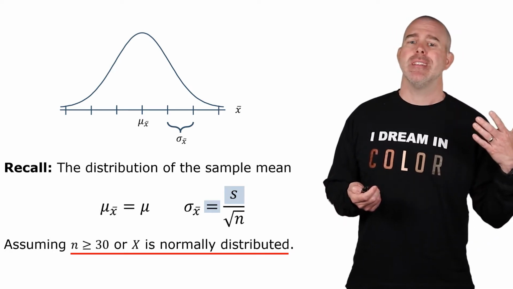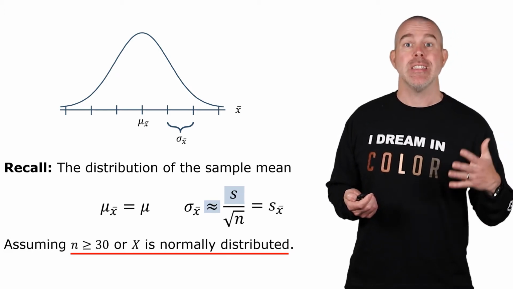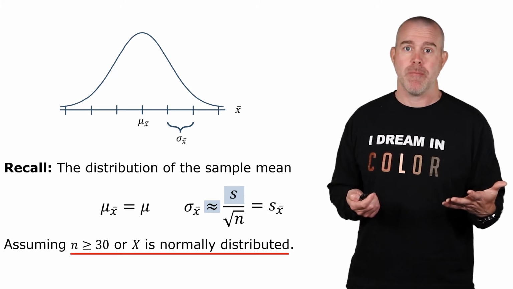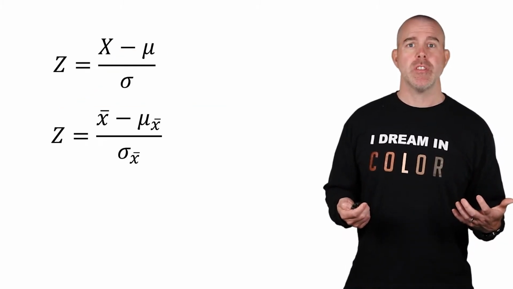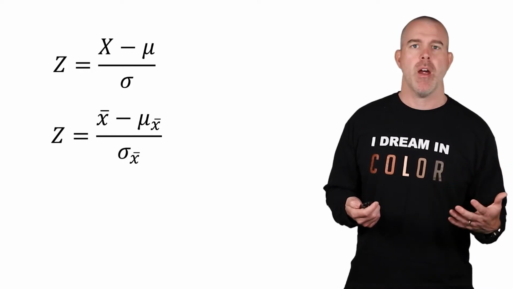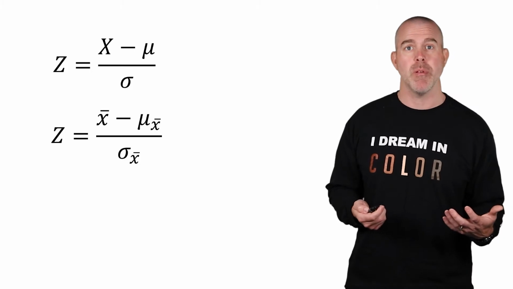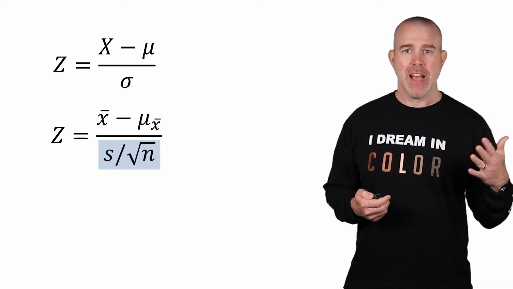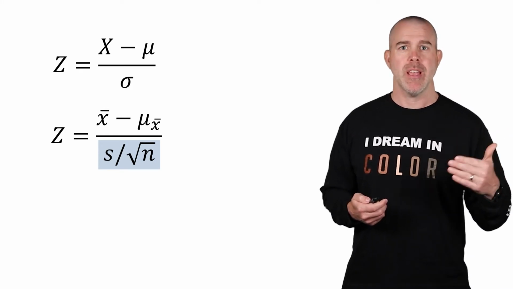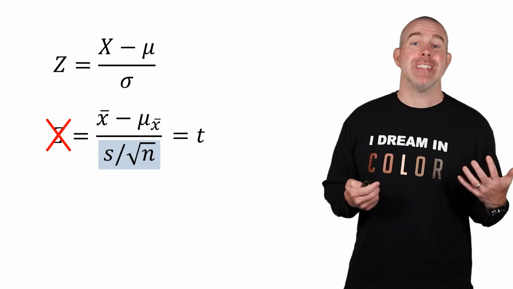The problem is then that's not exactly the standard deviation of X bar, it's actually the sample standard deviation of X bar. If we look at our usual Z we're used to, X minus mu over sigma, we can do this for X bar minus the mean of all the sample means over the standard deviation of all the sample means. But if we replace that sigma with S, which would be S over the square root of N, that would be the sample standard deviation, then it's not a Z anymore, it's a T.